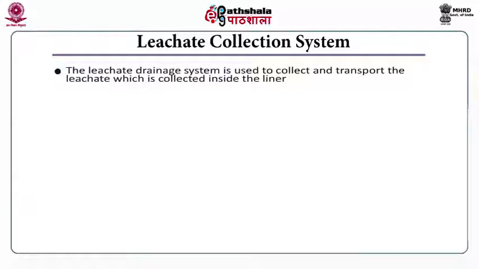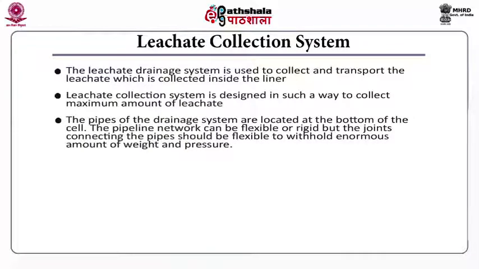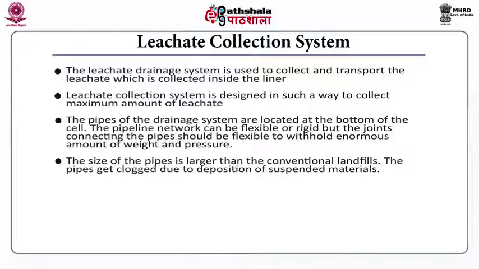When you talk about the leachate collection system, it is a drainage system which is generally used to collect and transport leachate which is collected inside the liner. It is designed in a way so that maximum leachate is collected. The pipes of the drainage system are generally located at the bottom of each cell. The pipeline network can be flexible or rigid, but the joints that connect these pipes should always be flexible to withstand the enormous weight and pressure created by the waste that is loaded on top of the leachate collection system. The size of the pipes is larger than in conventional landfills.